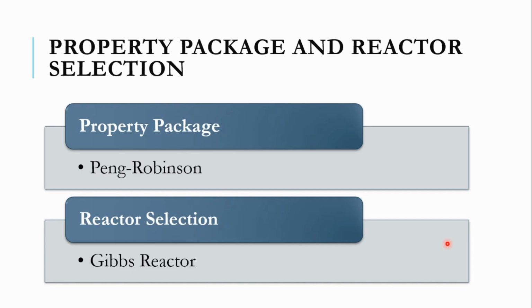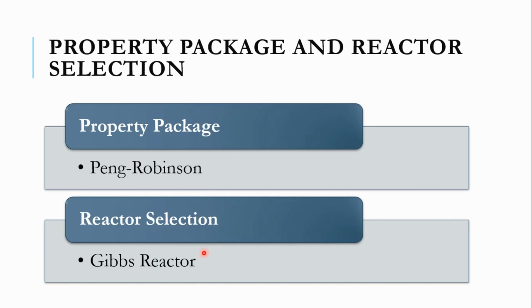Next, we will select the thermodynamic model. For this system, we will use Peng-Robinson equation of state as the property package. It is widely used for hydrocarbon systems because it provides reliable predictions of vapor-liquid equilibrium and thermodynamic properties.